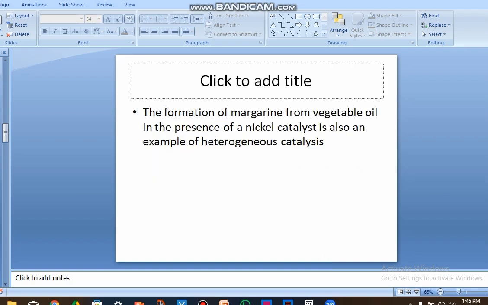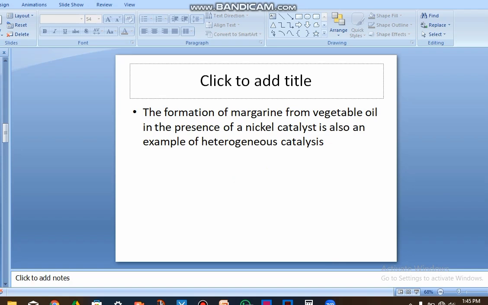Okay, I want to tell you this. Look at this. Read it. The formation of margarine from vegetable oil in the presence of a nickel catalyst is also an example of heterogeneous catalyst. So please write it down. It's very important.